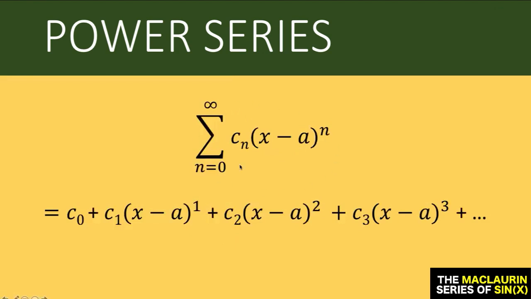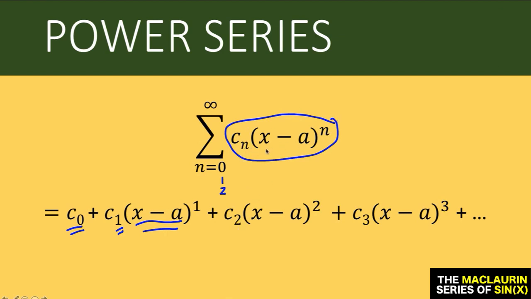Now let's expand our power series from n equals 0 up to infinity. So our form would be like this: c sub 0 times x minus a raised to 0. And that would be equal to c sub 0 because x minus a raised to 0 is 1, and 1 times c sub 0 is c sub 0. For n equals 1, this becomes c sub 1, and this exponent becomes 1. So you have the quantity x minus a raised to 1, which is now this part.